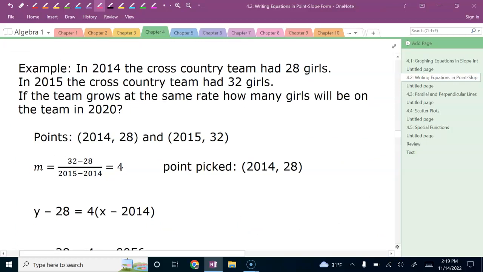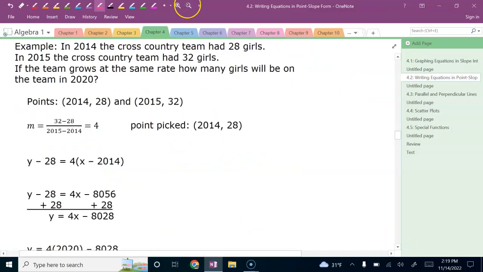This next example is showing you how we can take what we've been doing by writing equations in point-slope form and then maybe possibly having to rearrange it in slope-intercept form. But instead of just giving you coordinates or points that come from a line somewhere, they're giving us points that represent a situation. So for this example, they're talking about years and the number of girls that went out for the cross-country team.